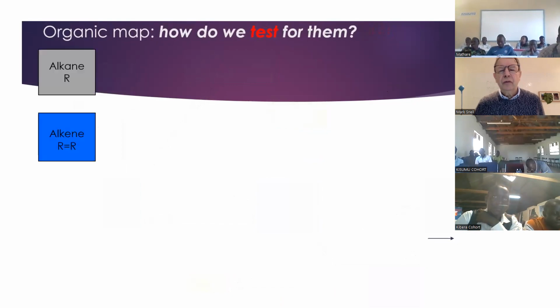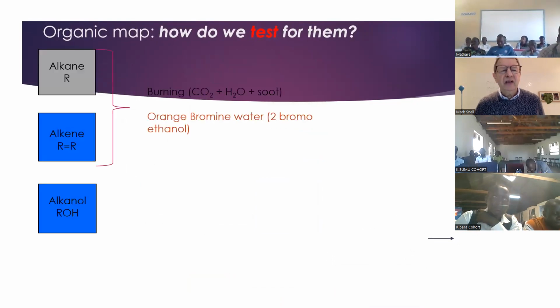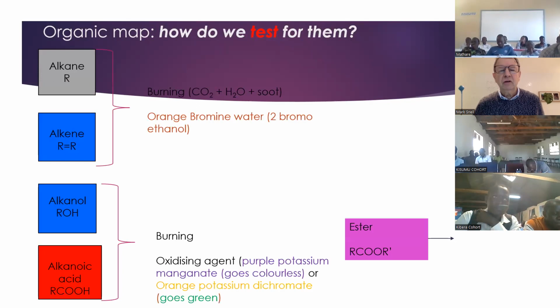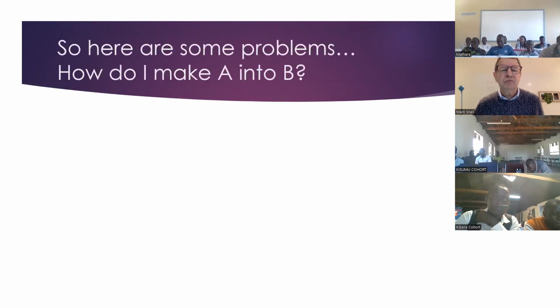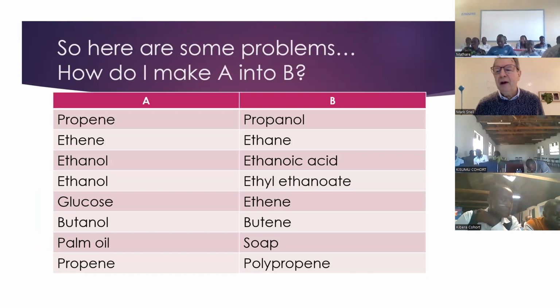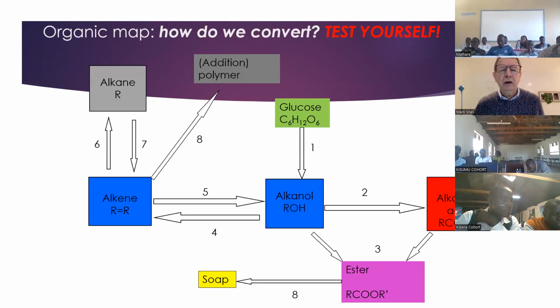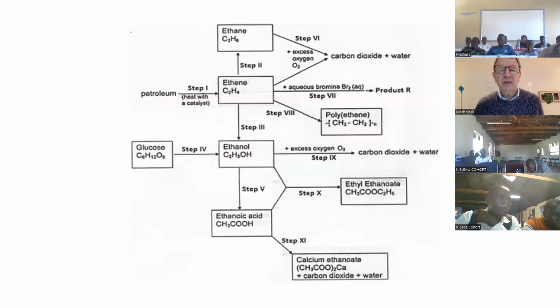Then we need to know about how we test for different chemicals. That's easy. Testing is pretty easy. And then we're going to do some problems about how you make this into that. So we're going to go back to the beginning of this. Stop at that. I'm going to stop sharing now.